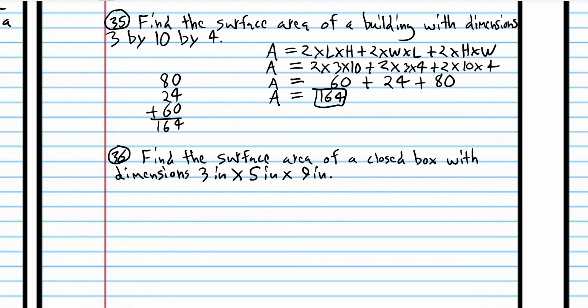Find the surface area of a closed box with dimensions 3 inches by 5 inches by 9 inches. All right, why don't you try this one? And again, if you're getting confused, you can label it length, width, height, or however you want to label it. Doesn't matter which is which. Just make sure you stick to the labels once you decide which is which.